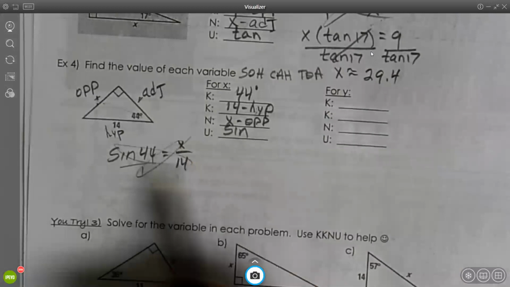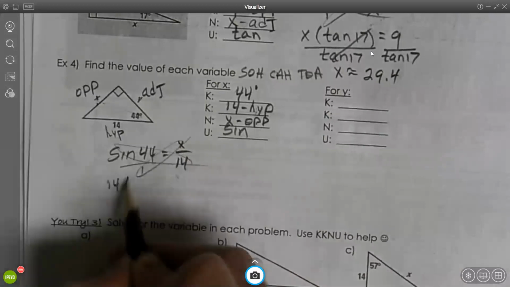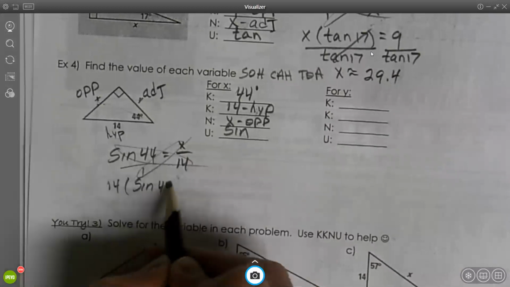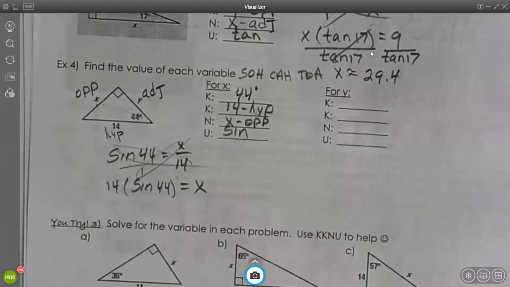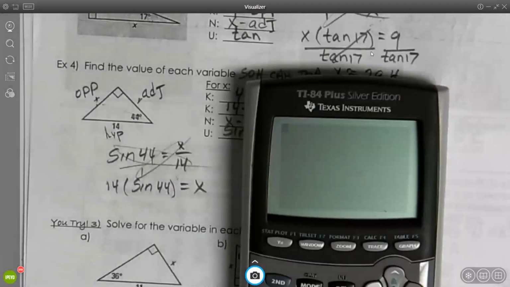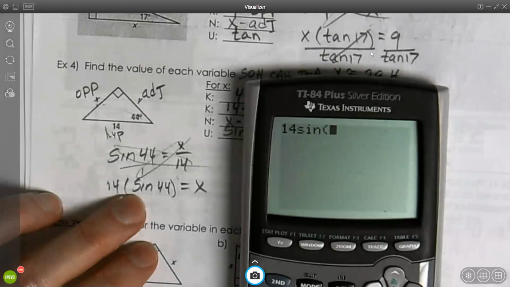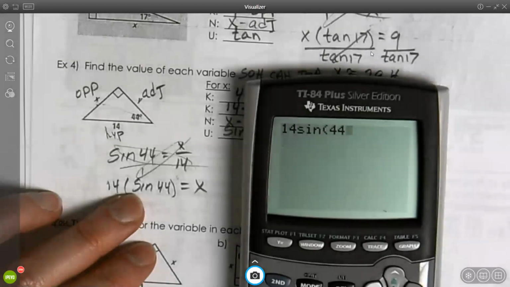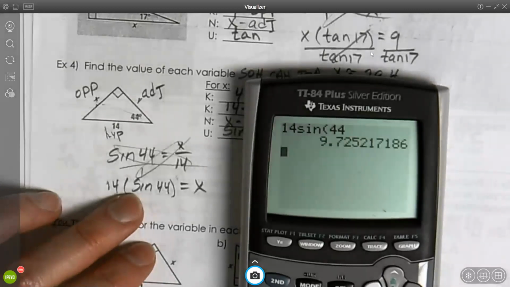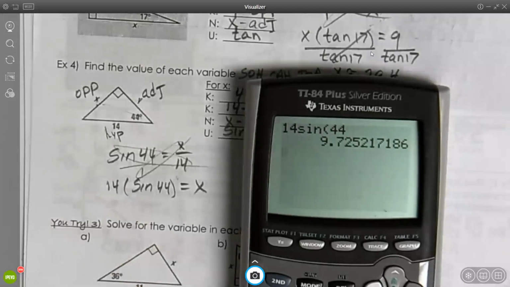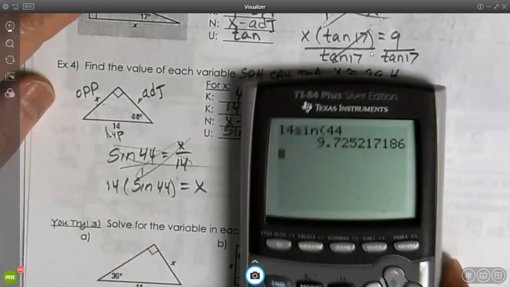And you cross multiply. That's 14 times the sine of 44. That's going to equal 1 times x. Just write x. There's no dividing needed for this one. That's why it's so important to be sure that you write out your work. No magical answers. Show your steps. 14 times the sine of 44. You don't have to hit times. You don't have to use parentheses around the sine. You may get all the same answer. 9.7 would be rounded to the nearest tenth.